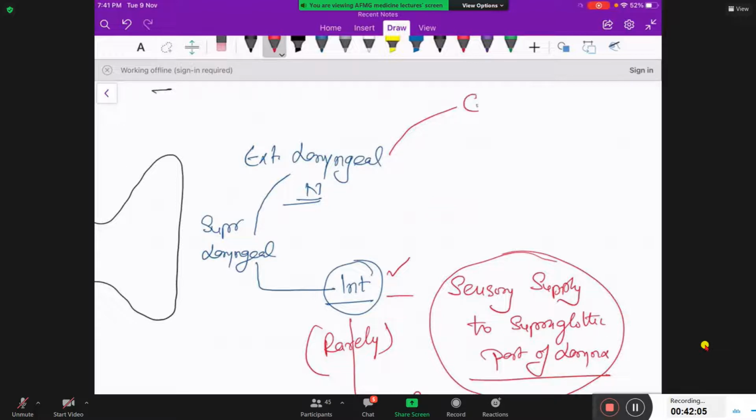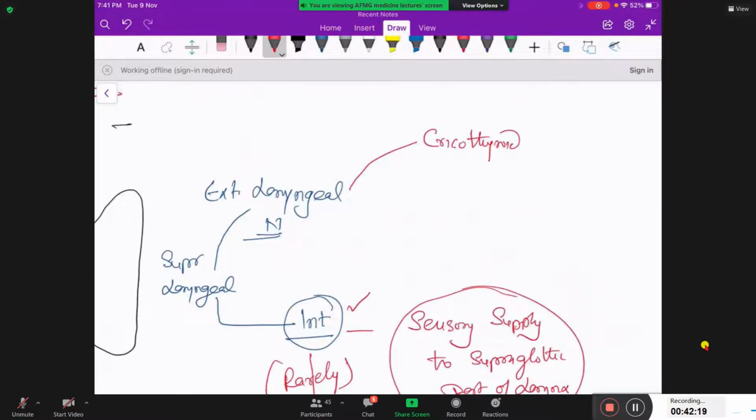Very good. All the muscles of the larynx are supplied by recurrent laryngeal nerve, except cricothyroid, which is supplied by external laryngeal nerve. Now, can an external laryngeal nerve get injured in thyroid surgery? Yes or no? Answer is yes.